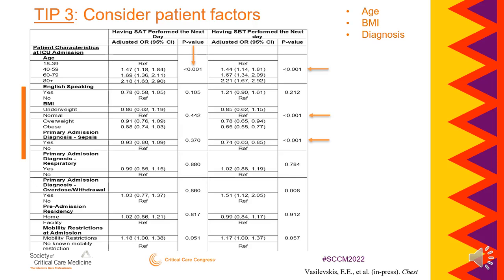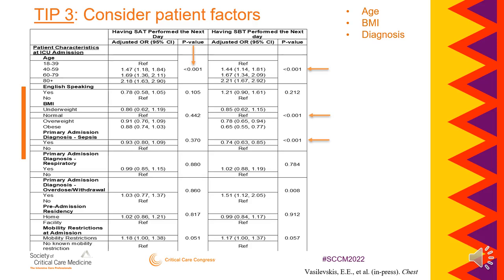So tip number 3, we're going to consider some patient factors that might affect your ABCDEF bundle performance. So this is a paper that might be published by the time you're watching this slide. It'll be published in CHEST. We wanted to know what the factors were that were associated with SAT and SBT performance, right? Everybody has their ideas of why people get SATs and why they don't, but there was really a kind of gray area in terms of objective data.